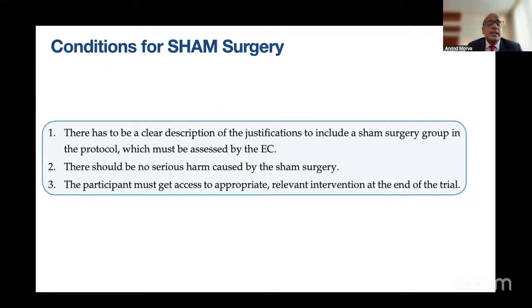Conditions for the sham surgery. There has to be a clear description of the justification to include a sham surgery in the protocol, which has been carefully assessed by the ethical committee. And there must not be serious harm caused by the sham surgery.